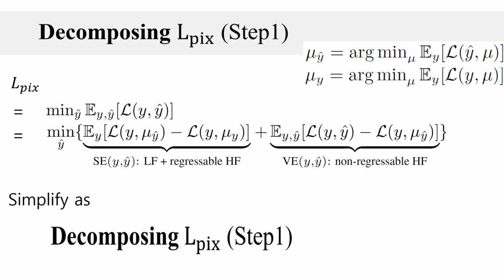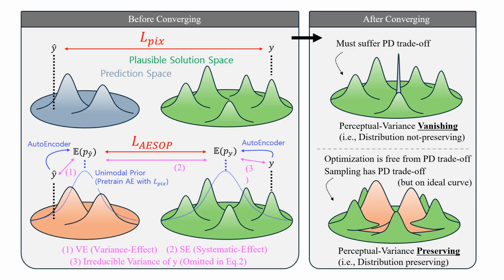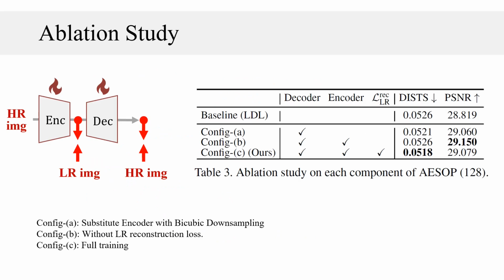Here we have some more details about the equations, and additional details and some intuitions for them. We also have some high-level conceptual illustration about how AESOP works, and some more high-level conceptual illustration about the perception distortion trade-off curve, and comparison between AESOP and the conventional per pixel loss LPIPS. And finally, we have some simple ablation results.